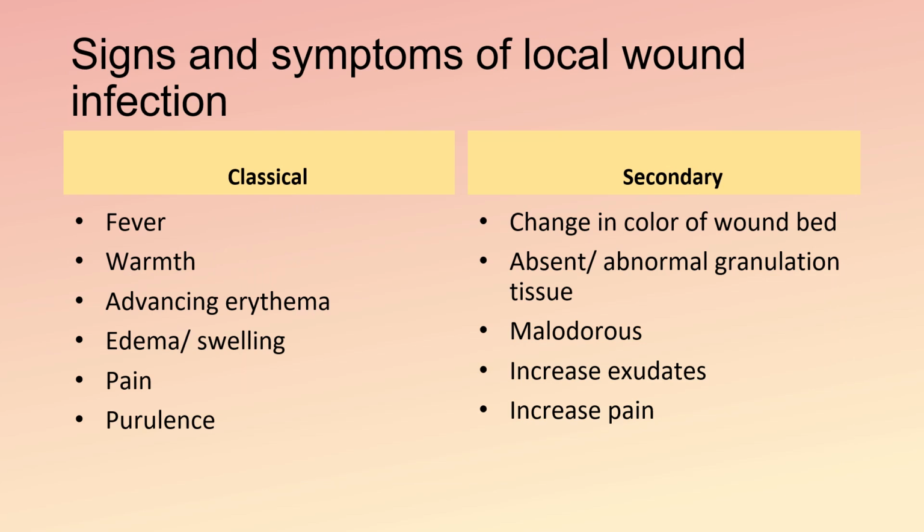Local wound infection can be characterized into classic and secondary signs and symptoms. Classic signs and symptoms of local wound infection are surrounding erythema, warm to touch, edema, pain, and purulent discharge. While secondary signs and symptoms of local wound infection include change in color of wound bed, absent or abnormal granulation tissue, malodor, increased exudate, or increase in pain severity.